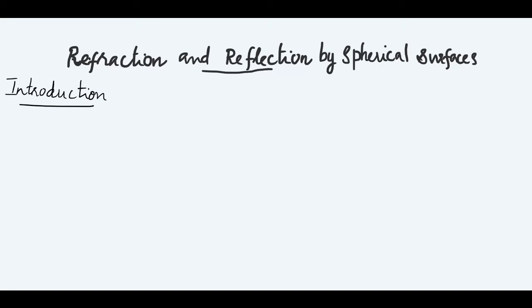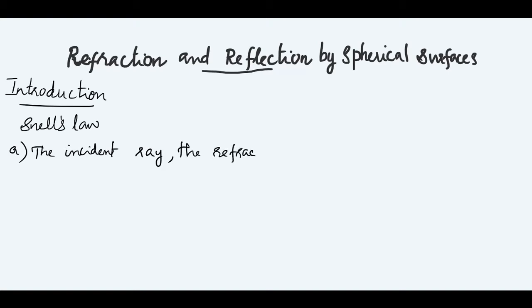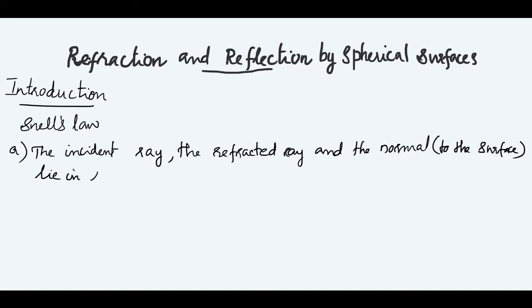In order to trace a ray through such an optical system, it is necessary only to apply Snell's law at each refracting surface. So, according to Snell's law, the incident ray, the refracted ray, and the normal lie in the same plane.